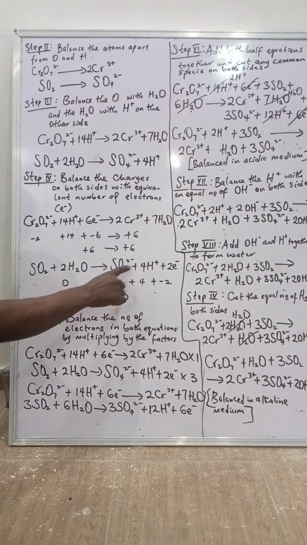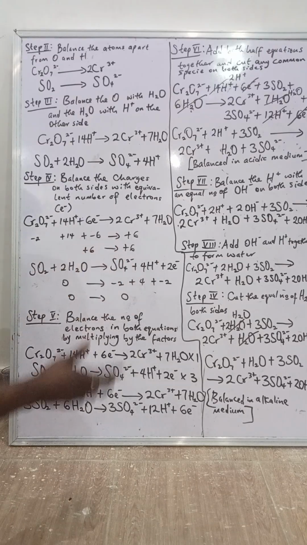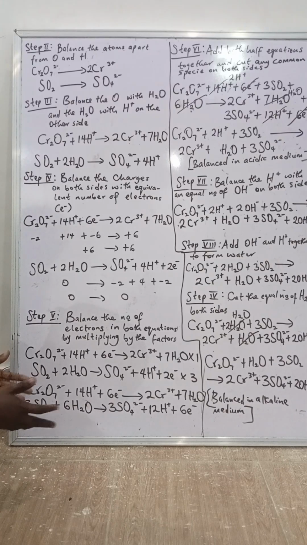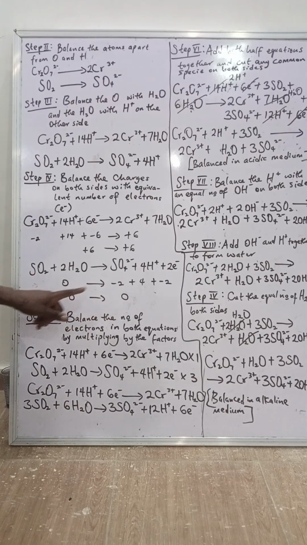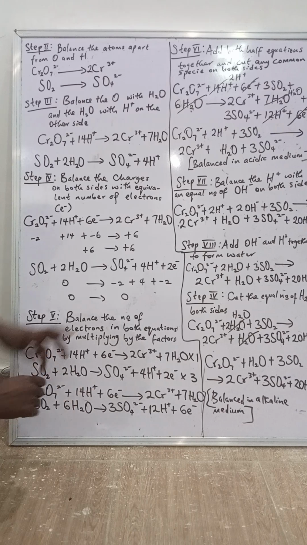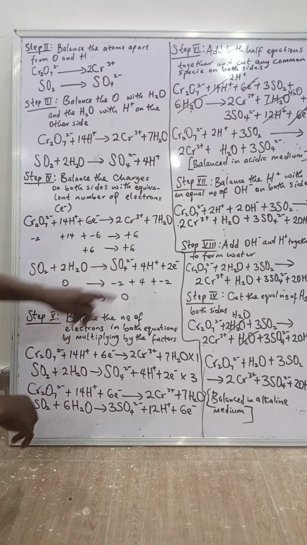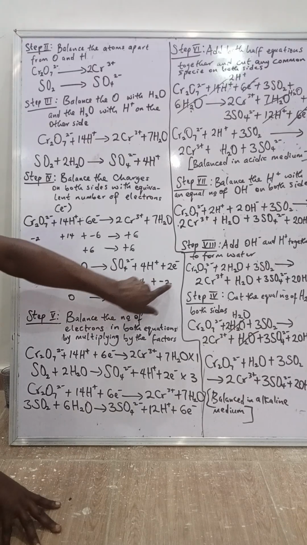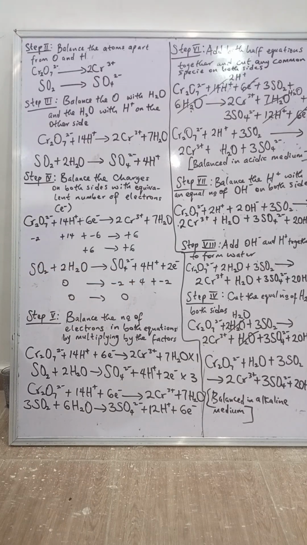Why are we adding these 2 electrons? Look at it. Minus 2 plus 4 is plus 2. So plus 2 is bigger than 0. So plus 2, how can I make it 0? Don't forget I said you add the electron to the bigger side. So plus 2, you have to add 2 electrons to plus 2 so that it will now become minus 2, and that will now be equal to 0.